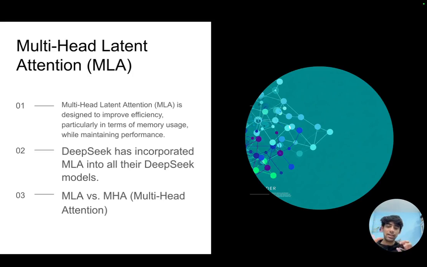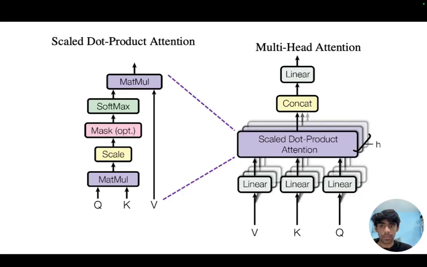They incorporated MLA not only in DeepSeek V3 but also in DeepSeek R1, the reasoning model, which is one step ahead of the current V3 model. The whole concept relies on two aspects. The first is scaled dot-product attention, which is the main part of multi-head latent attention. We all know it's a very simple process.